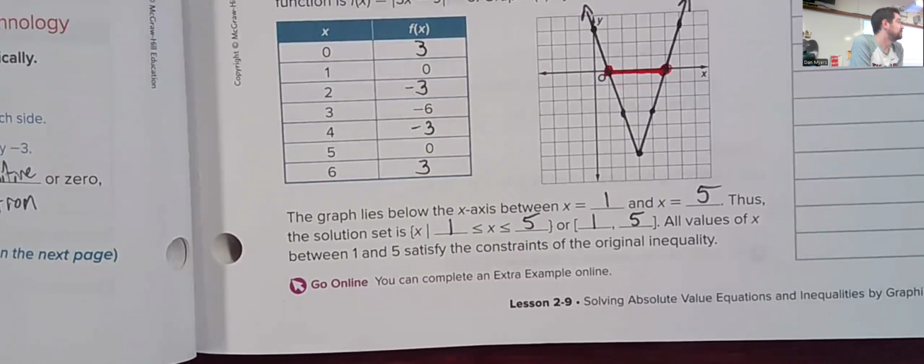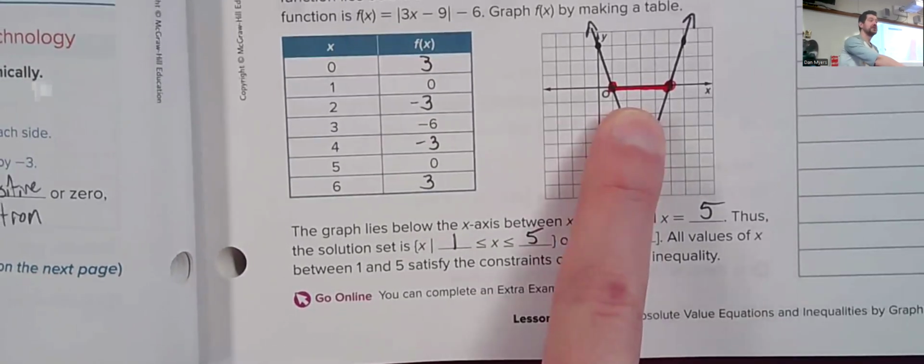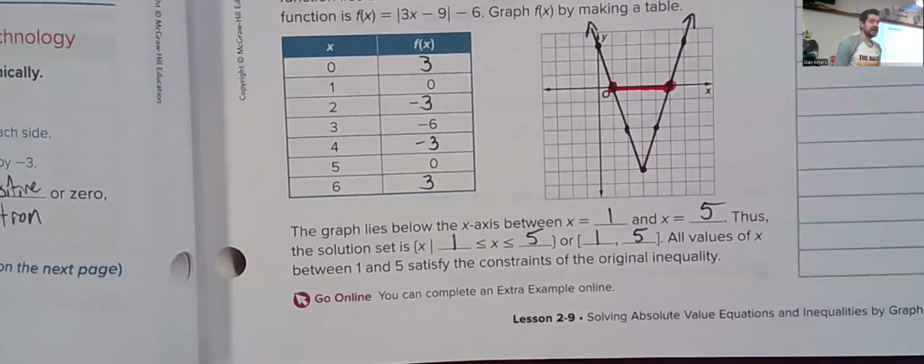Would be equal to, yeah. If it was just less than, we would have parentheses here. This would be the same, except there wouldn't be lines underneath the inequality symbols. So it's the same type of answer that we got previously, but now we just are taking a visual approach. All right, questions on that?